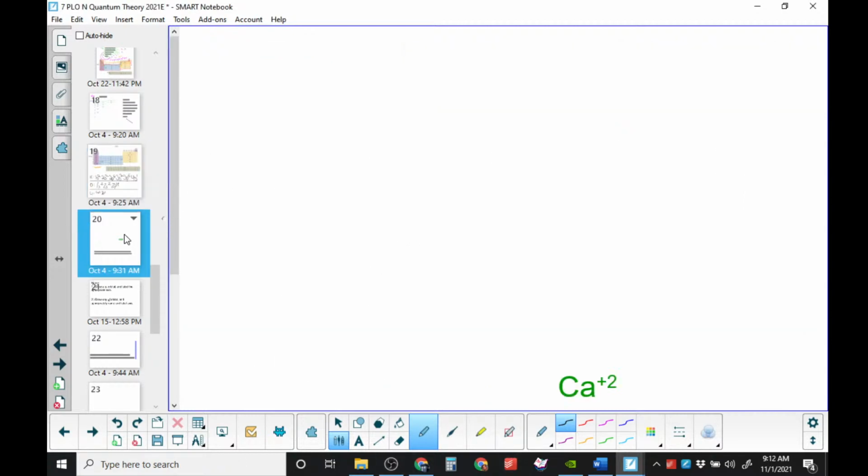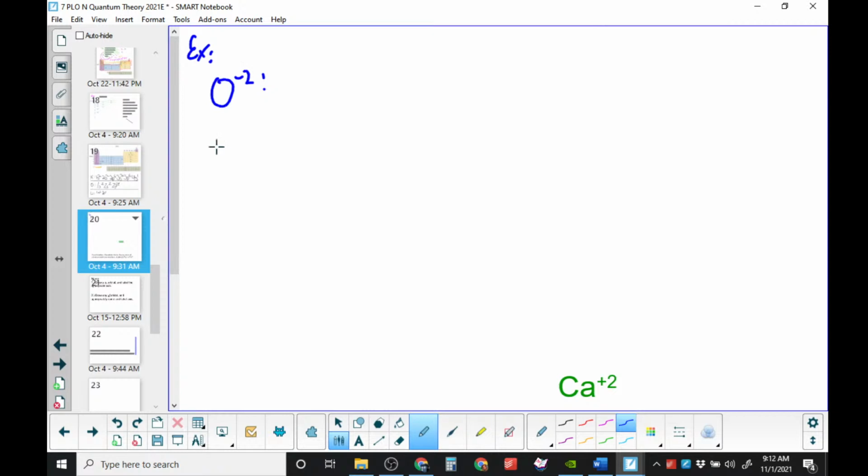Another page. Turn over. I would like you, as an example, to give me the electronic structure of oxygen -2, neon, and fluorine -1. So we're going to add some negative ions in here.